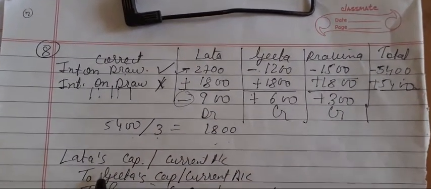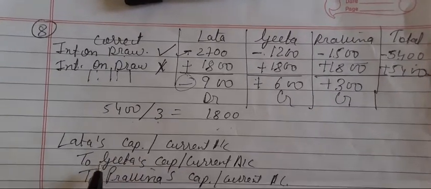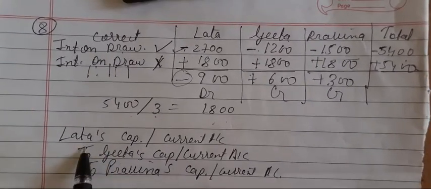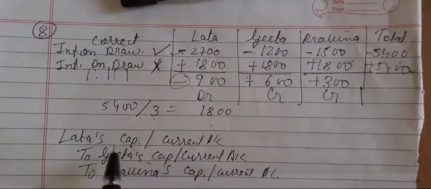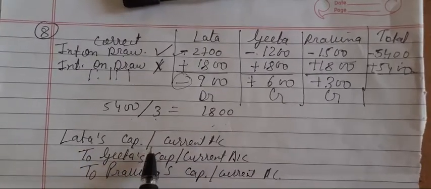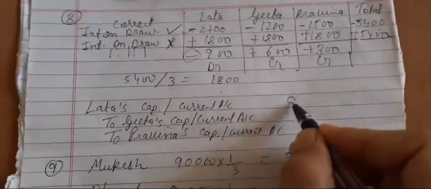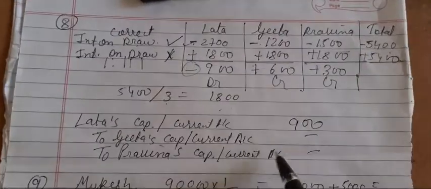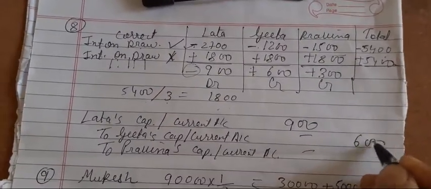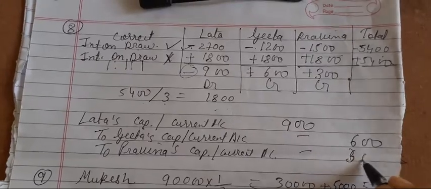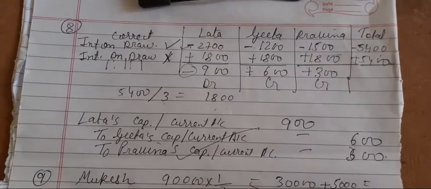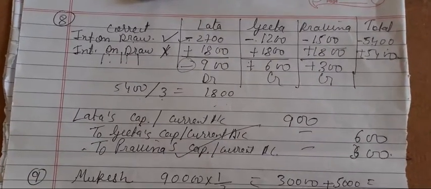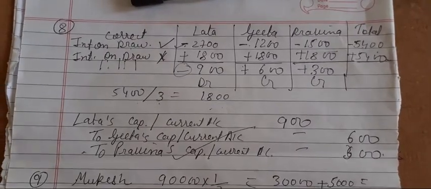Here also they have not specified that you have to pass the entry for the capital account. So, you are going to write both capital and current account. Here the entry will be: Lata's capital account will be debited, and Geeta's capital/current account 600 and Praveena's 300. So, this is how you are going to pass. This is the rectification entry. Let's see the ninth one now.